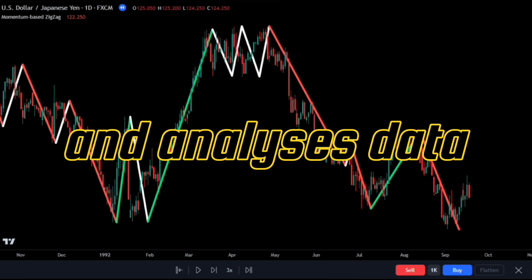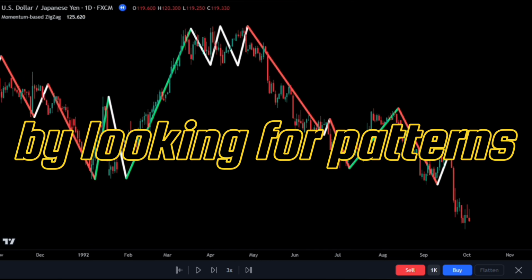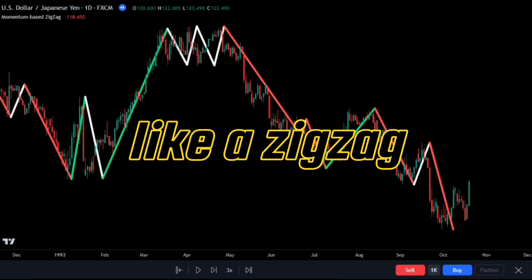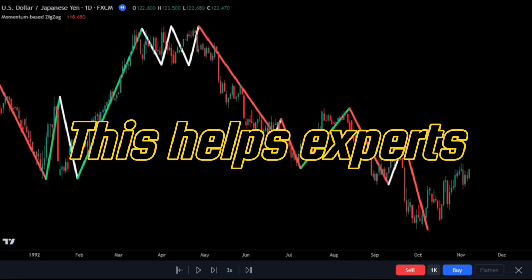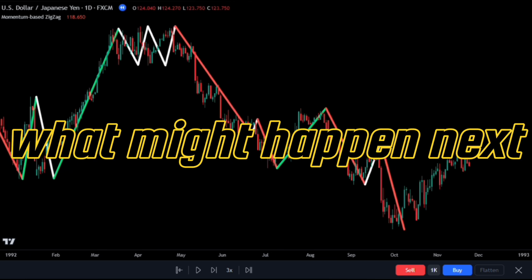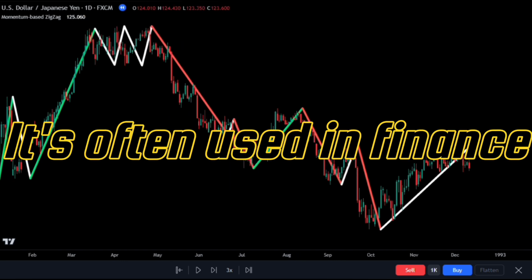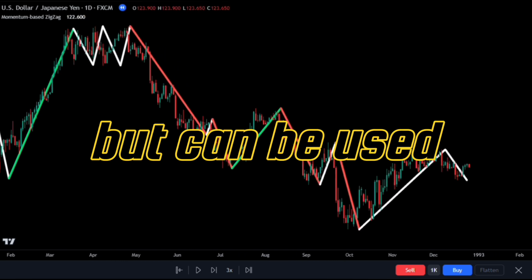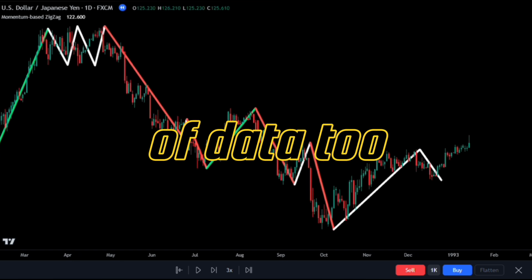Zigzag predicts and analyzes data by looking for patterns that go up and down, like a zigzag. This helps experts make predictions about what might happen next based on the pattern they see. It's often used in finance, but can be used for other kinds of data too.